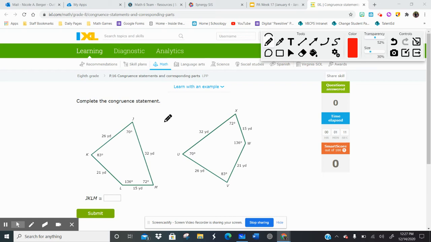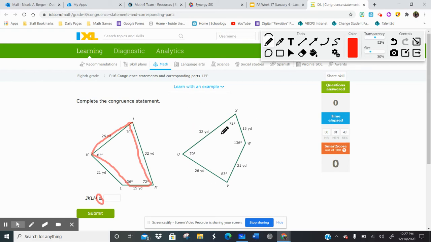It's really, we're going to talk about congruent statements and identifying corresponding parts in congruent polygons, or closed figured shapes. So if I look here, remember, the equal sign with the little squiggly on top means congruent. So it says complete the congruence statement, right? So we want to know that JKLM, which is this figure right here, is congruent to what over here?